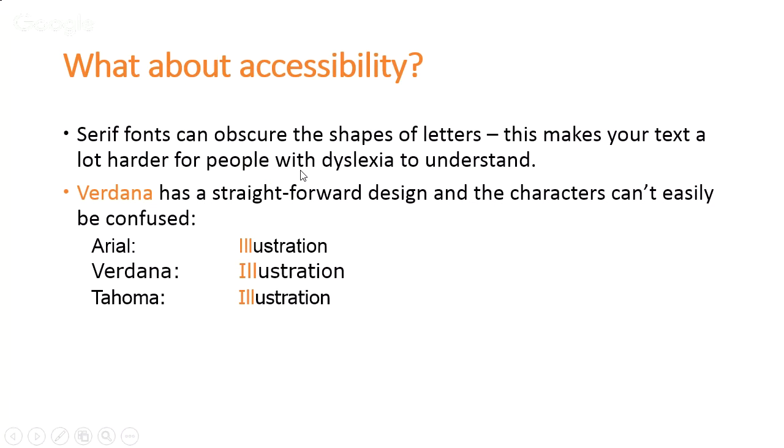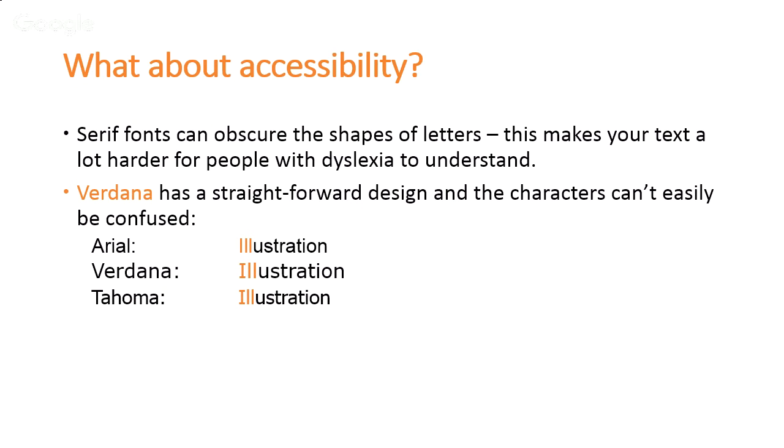So what about accessibility? Serif fonts are great. Times New Roman is a really great font, but it can obscure the shapes of letters. They can look a bit closer together, which makes the text a lot harder to read, especially for people with dyslexia, because the extra embellishments can add confusion. So preferably use a sans serif font if you want to think about accessibility.